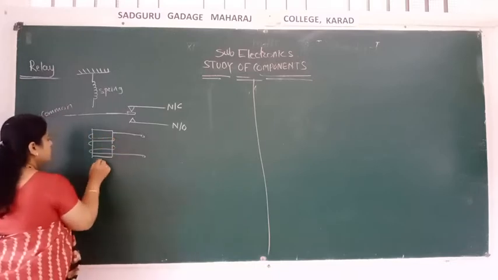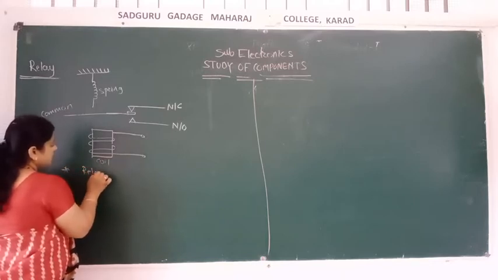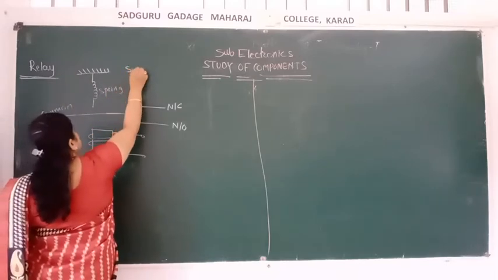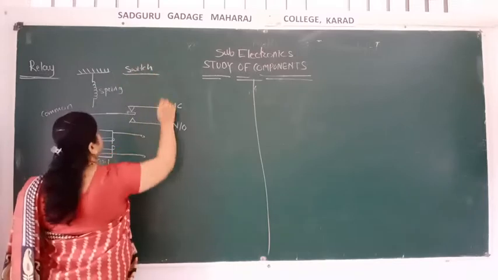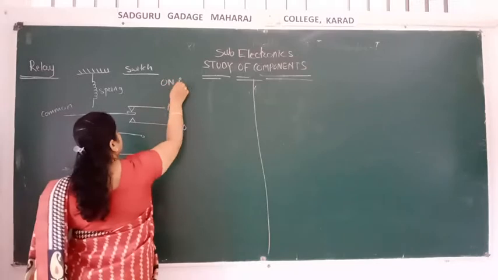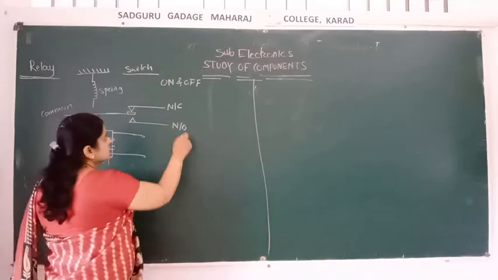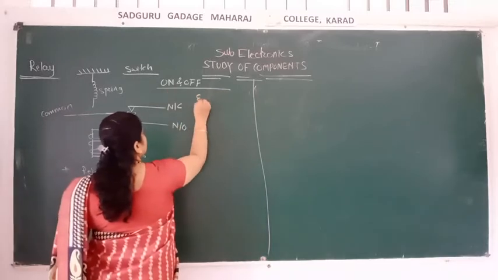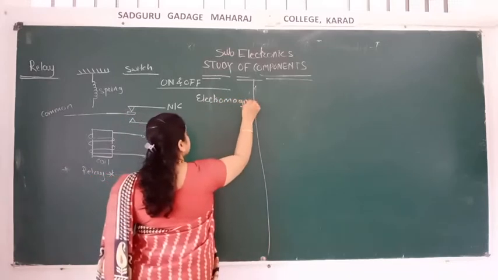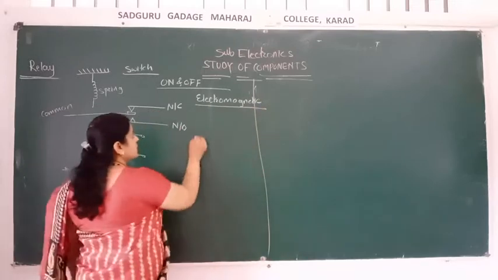Okay, so this is what? Coil. So this is the diagram of what? Relay. Relay is nothing but what? It is a switch. Relay means what? It is a switch or electronic device which is used to on and off the circuit. Okay, so it works on the principle of electromagnetism or electromagnetic field. What happened?